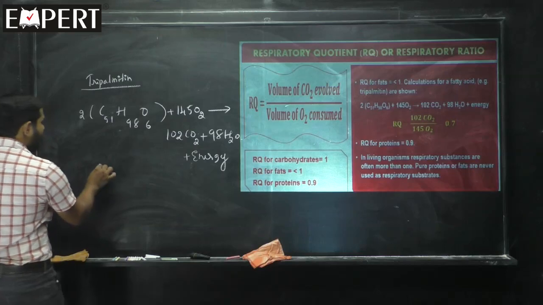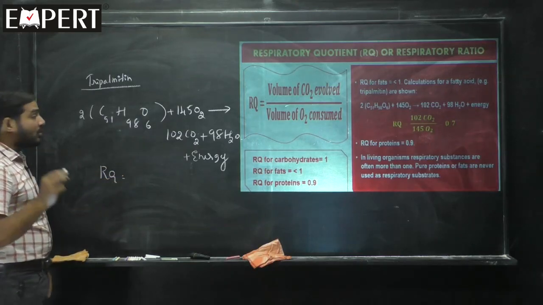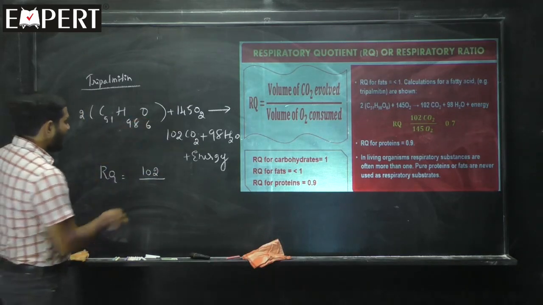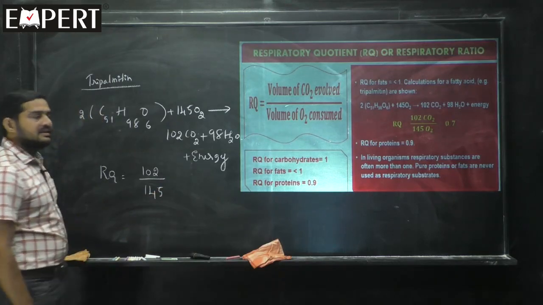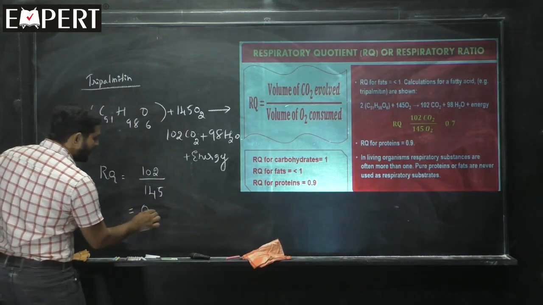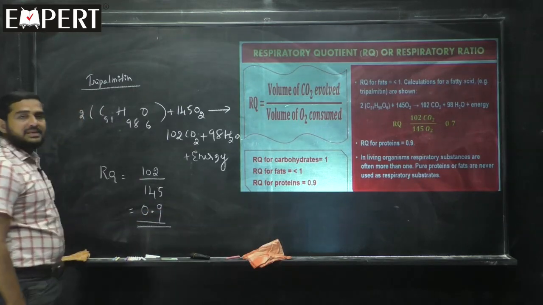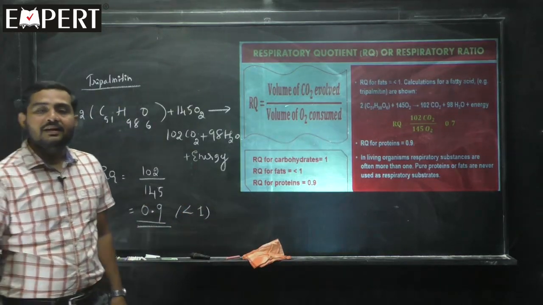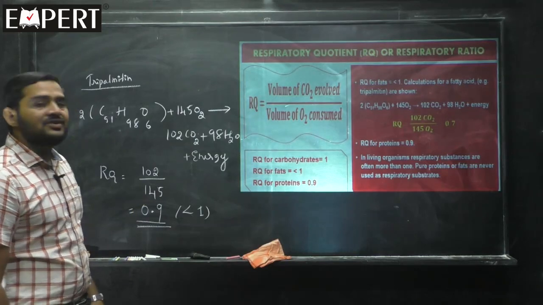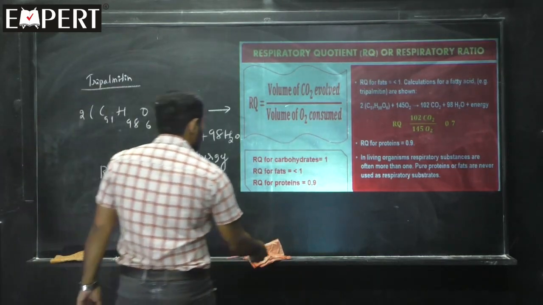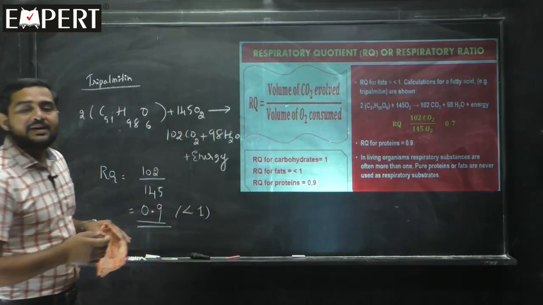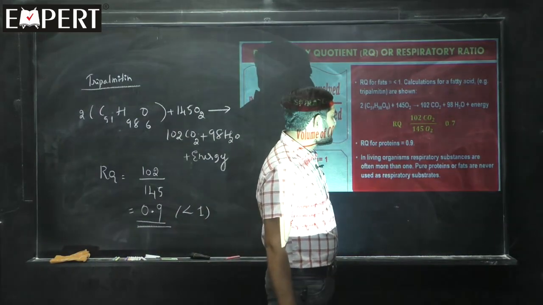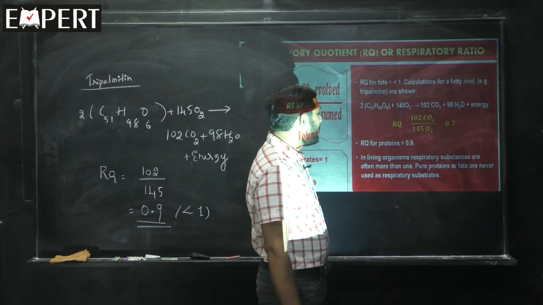That means RQ is equal to CO2 evolved. How many CO2 evolved? 102 CO2 evolved and 145 O2 consumed. The RQ value becomes 0.7, which is less than 1. This is the RQ value for the fatty acid called tripalmitin. This has to be remembered, and I already told you the RQ value for protein is 0.9.